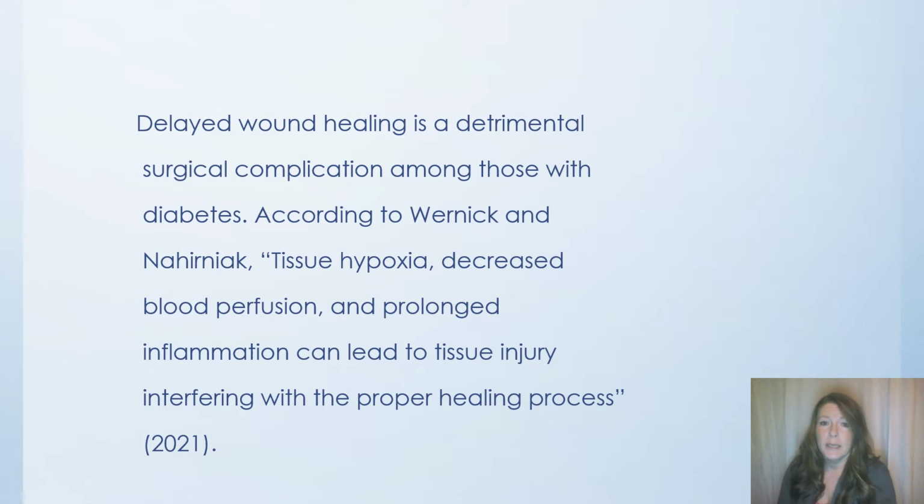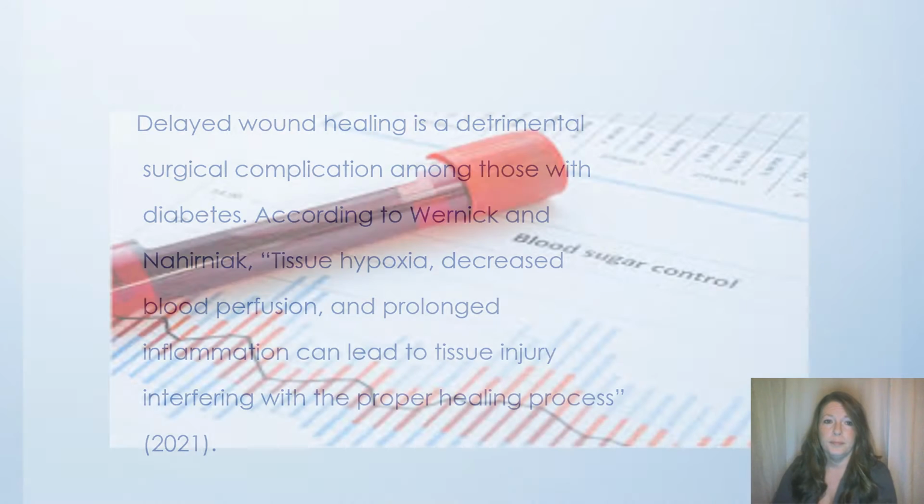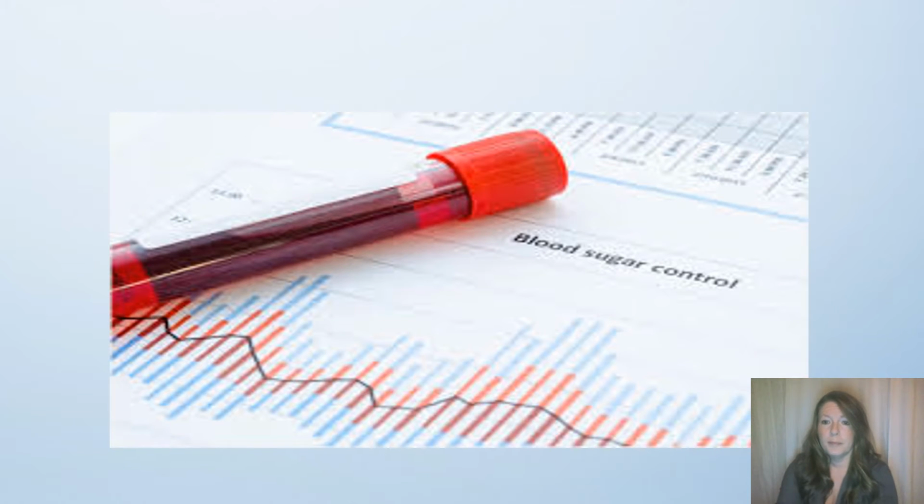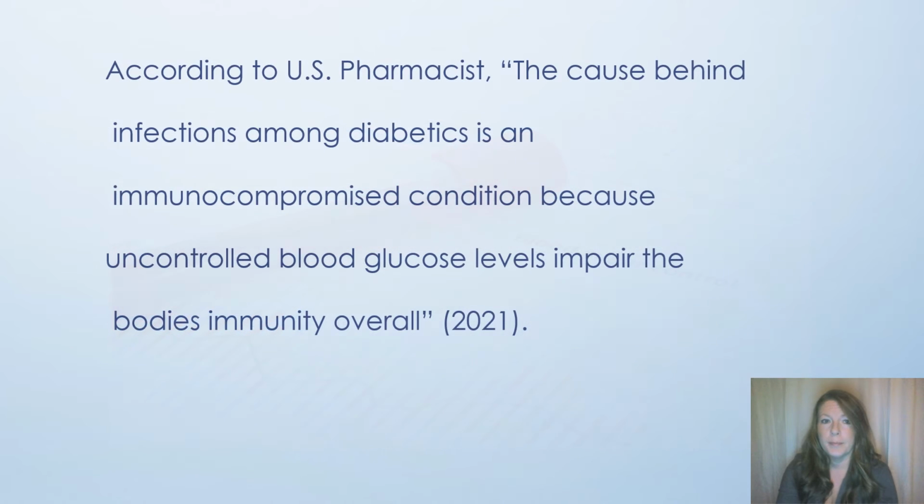Delayed wound healing is a detrimental surgical complication among those with diabetes. According to Wernick and Nahurek, tissue hypoxia, decreased blood perfusion, and prolonged inflammation can lead to tissue injury, interfering with the proper healing process. According to U.S. Pharmacist, the cause behind infection among diabetics is an immunocompromised condition, because uncontrolled blood glucose levels impair the body's immunity overall.